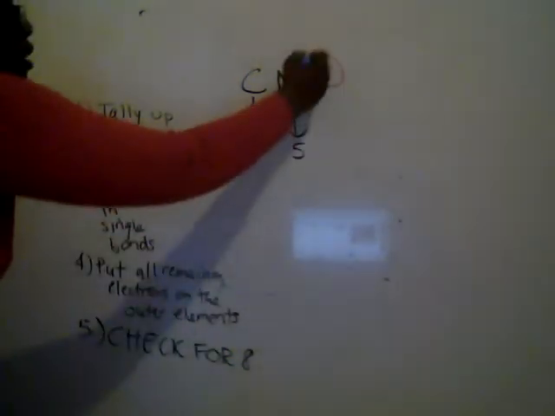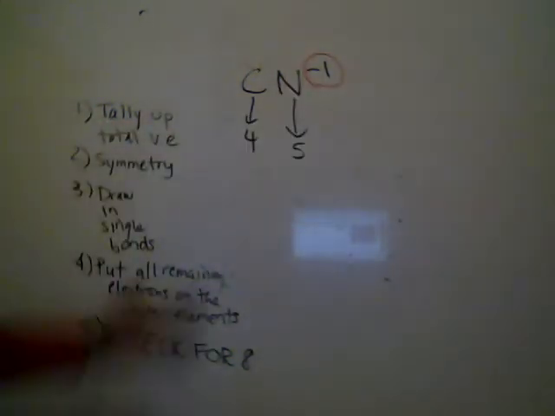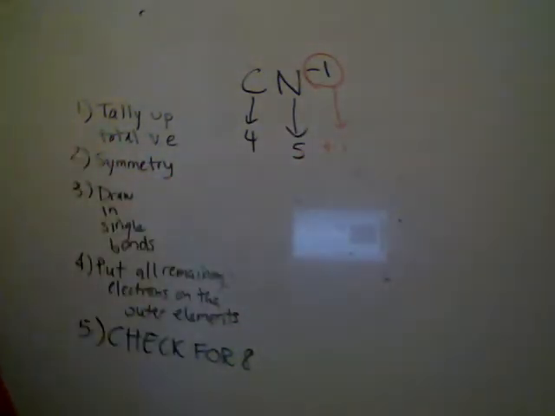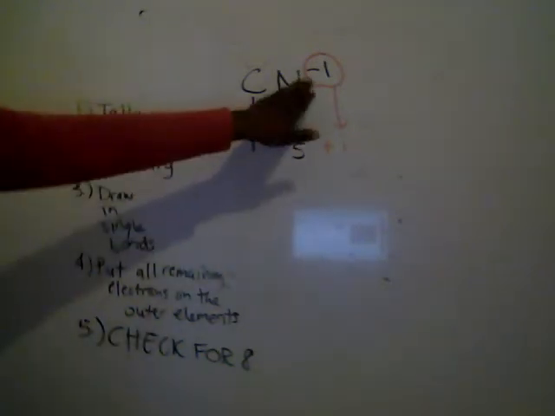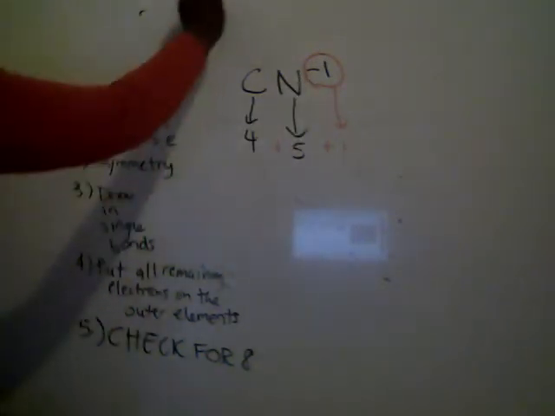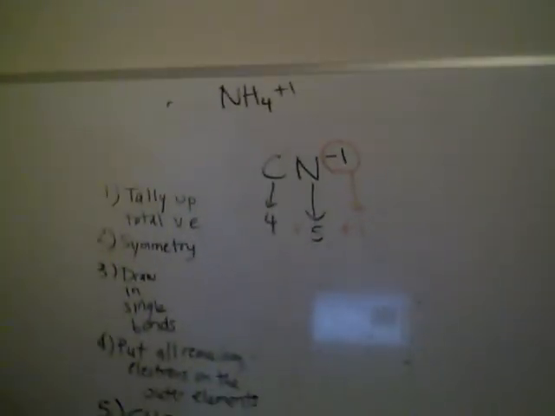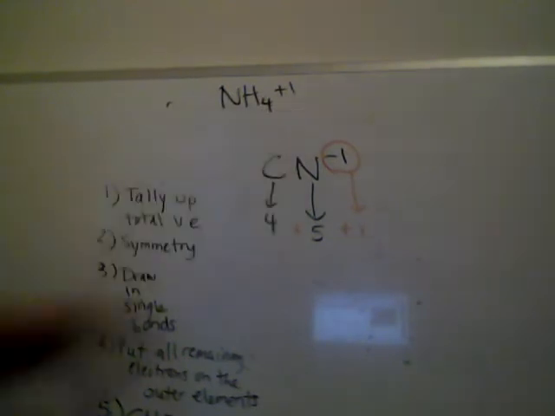The -1 means that we've actually gained an additional electron. So we have 1 more electron, almost like a bonus electron that we get. Okay? If this were a plus, so let's say as an example, you had NH4 plus 1, we would still add up like we normally would.